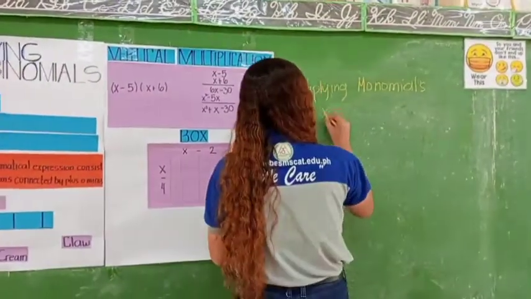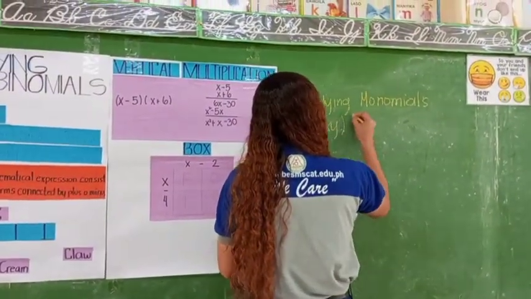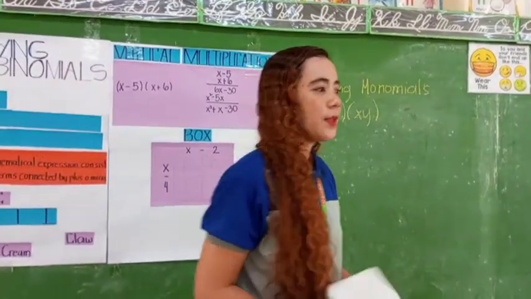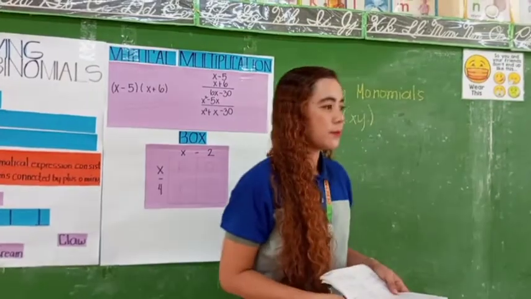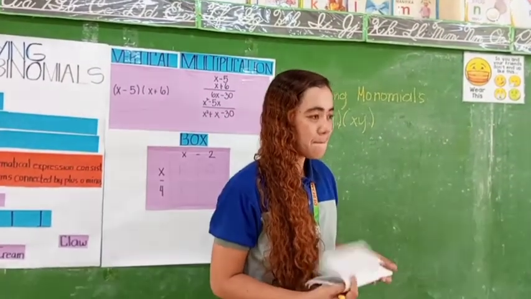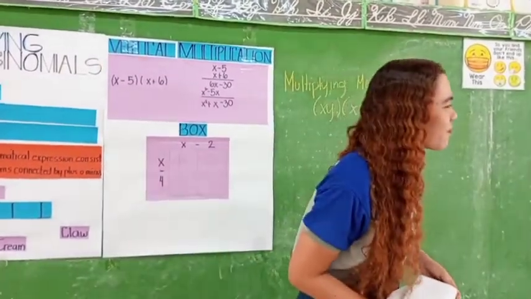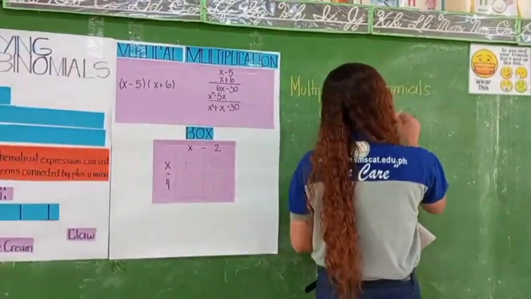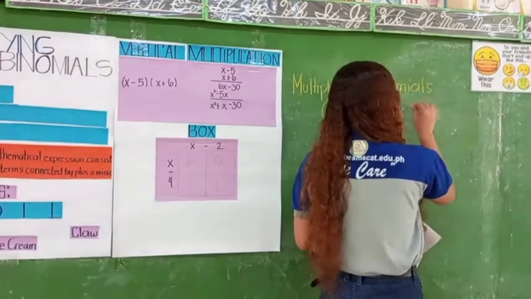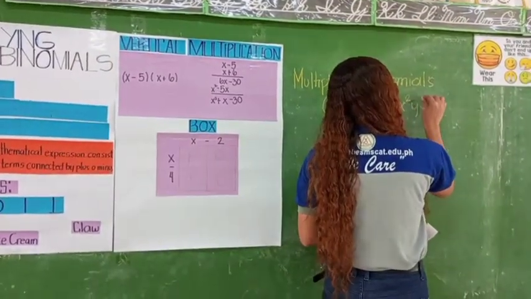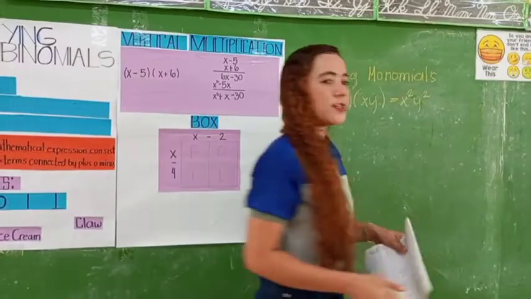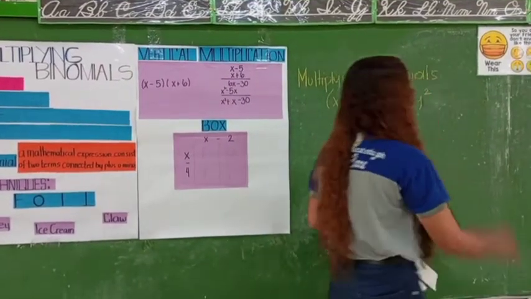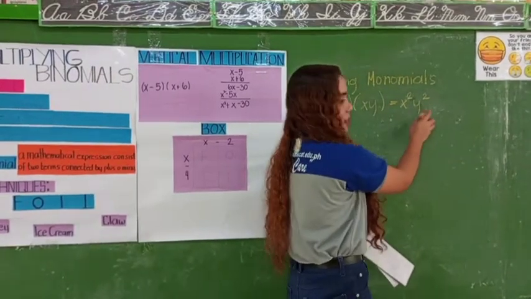Okay, equation number 1. We have, okay, who's going to answer? Yes, group 2. What's it again? X squared and Y squared. Is it correct? Okay. The answer is X squared and Y squared.